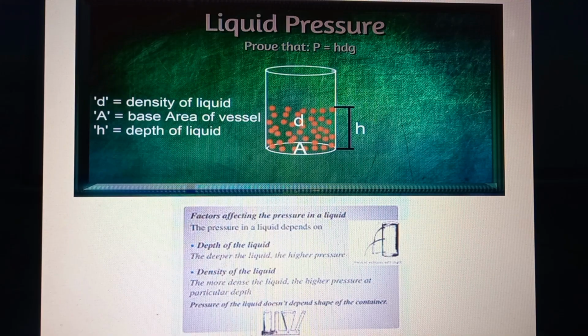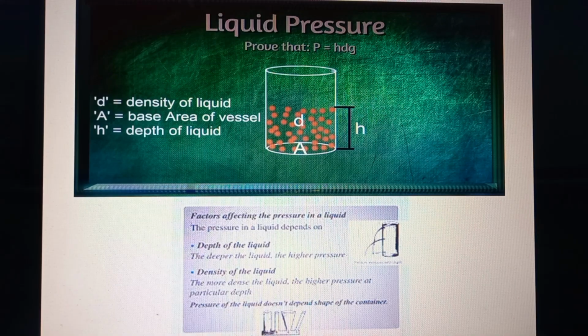Liquid pressure means it is a force coming from any water component or even air component. There are different factors to consider when we talk about liquid pressure, in which these components are the density of liquid, A, the base area of the vessel, then H, which means the height or the depth of liquid. These factors affect liquid pressure.